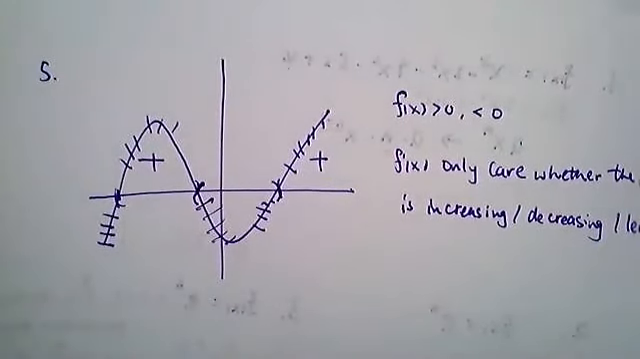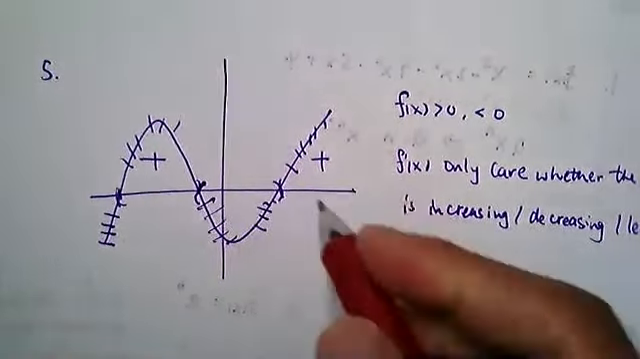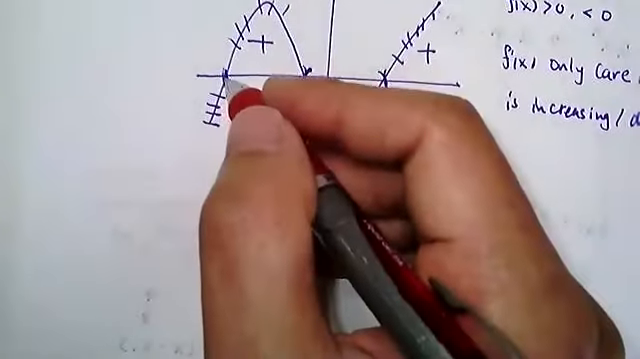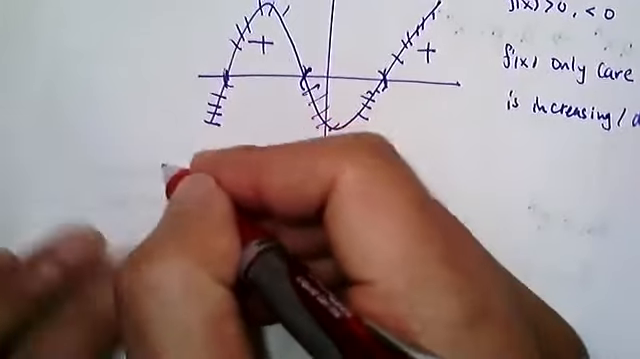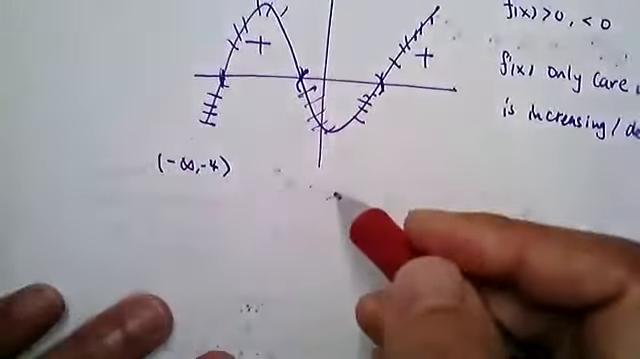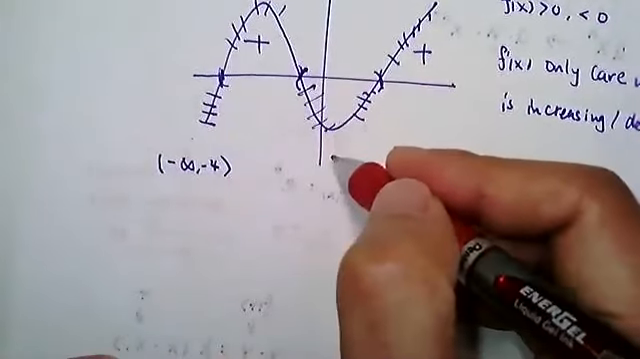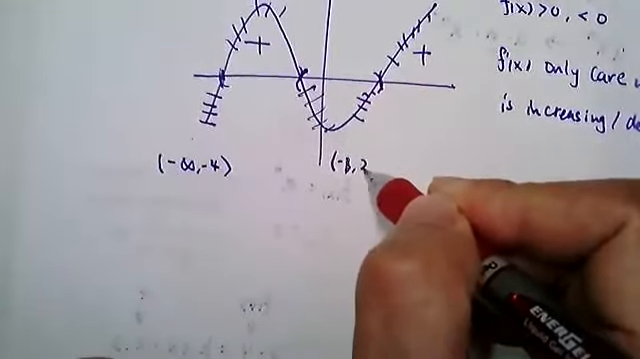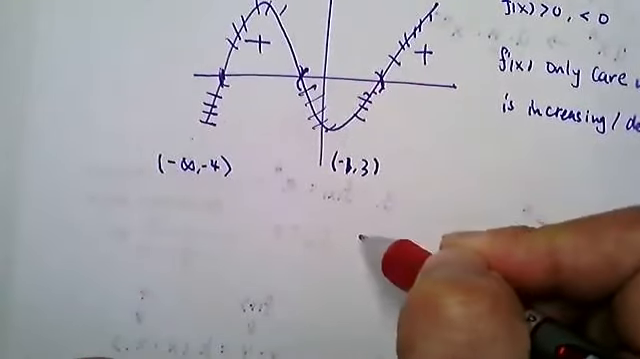In our case, where it is smaller than 0, you see it's here. So how do you write this point? It is negative infinity to negative 4. And don't forget to also have this piece. This is from negative 1 to 3.